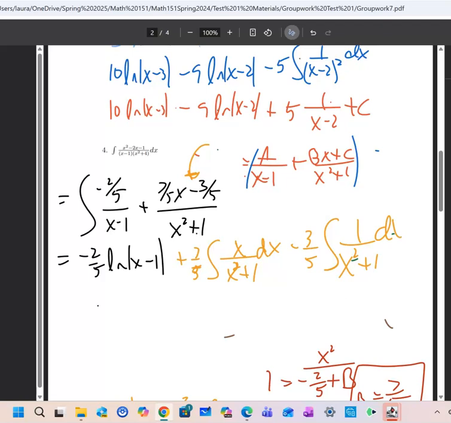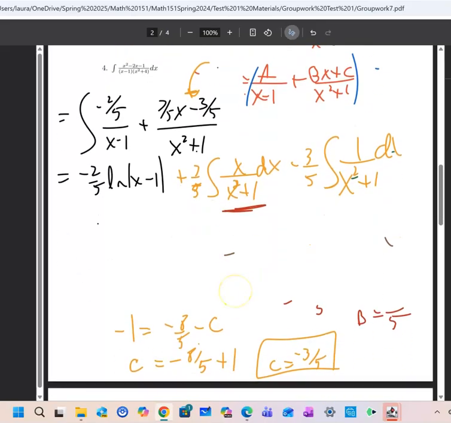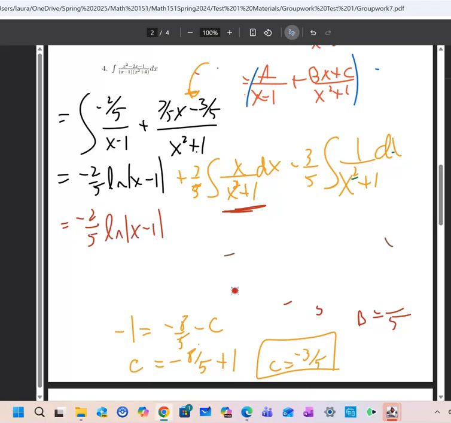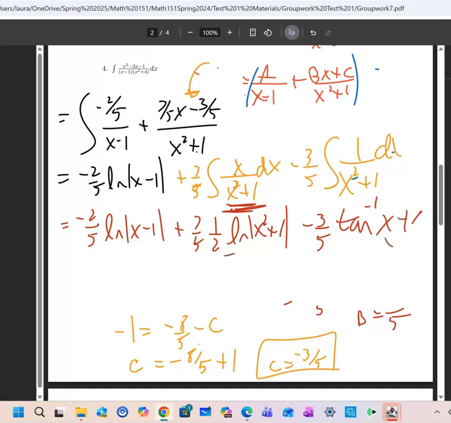Okay, so you can see that this second integral right here is an easy u-substitution, right? So I'm just going to carry this along, ln|x − 1|. You see it. u is x² + 1, du is 2x dx. So I'd get this plus 7/5 and then 1/2 ln(x² + 1). And then here, minus 3/5. You see it. It's arctangent of x plus a C.